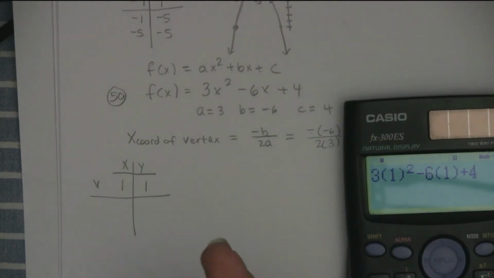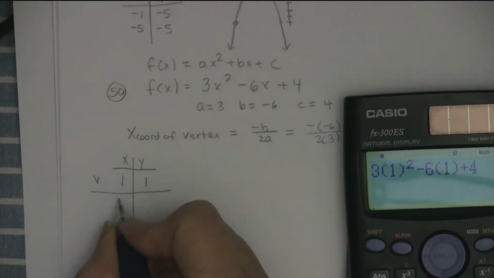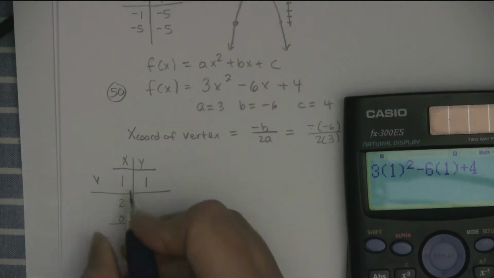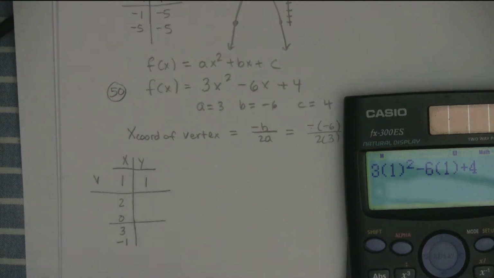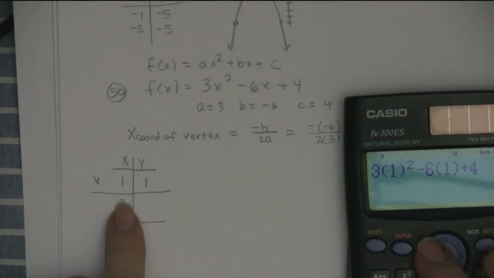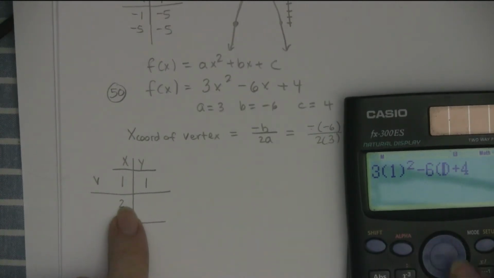And then I want to find the convenient points the same way I did. So I'm going to add 1 to this vertex. I'm going to take away 1, and these are symmetric. And I'm going to add 2, and I'm going to take away 2. And those are going to be my convenient points. So I'm going to put in 2 into my calculator to find the y-coordinate that goes with that. And I get 4.